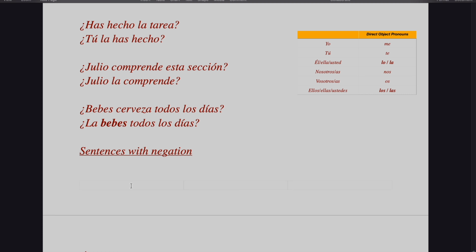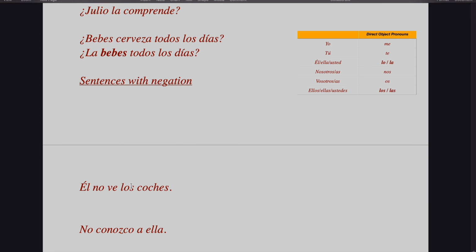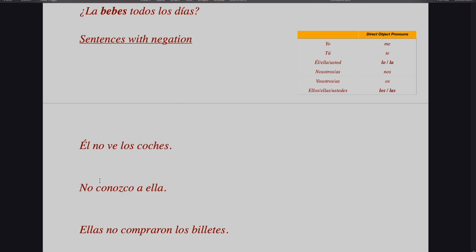So let us see some sentences with negation. Before going into the sentences, you know that the negation always goes before the verb. Now we are going to have a direct object pronoun and also a negation, right? So the negation gives space to the object pronoun, and the object pronoun comes in between no and the main verb.